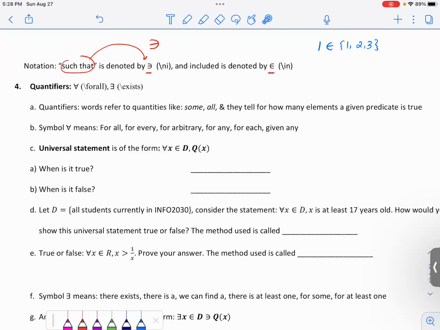To type these four symbols in a Word math equation format or in LaTeX: this one is \ni, and this one is \in. Probably this is just the backwards of in, so probably that's why the syntax is \ni instead of in. To type this symbol is just \forall, so it literally represents what this symbol means, and this is \exists.